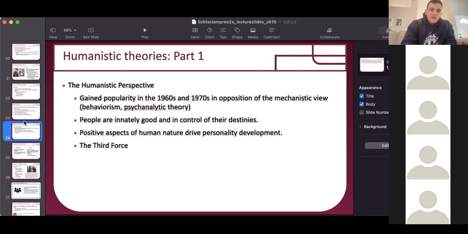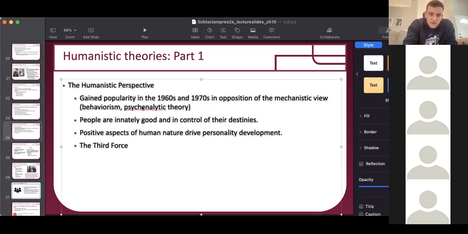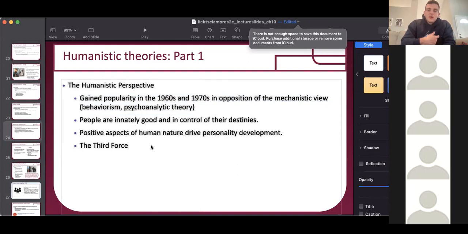So this gained popularity in the 1960s and 70s as a direct pushback against the behaviorists like Skinner, Pavlov, all those guys, and the psychoanalytic theory. According to them, people are innately good and in control of their destinies, and the positive aspects of human nature drive personality development. So instead of childhood trauma or those psychosexual stages of development, positive aspects of human nature, wanting to improve, is going to be the thing that people use to develop themselves.